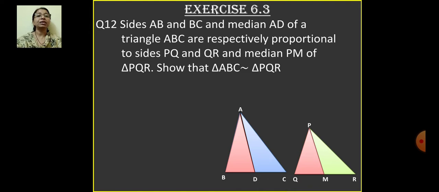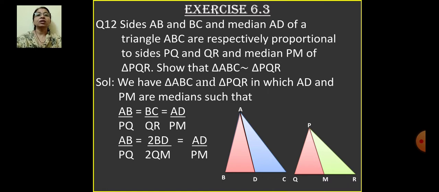AB upon PQ is equal to BC upon QR is equal to AD upon PM. These three ratios are proportional, meaning these three ratios are equal, is given to you, and you have to prove that triangle ABC, the complete bigger triangle, is similar to triangle PQR. So we have triangle ABC and triangle PQR in which AD and PM are medians.